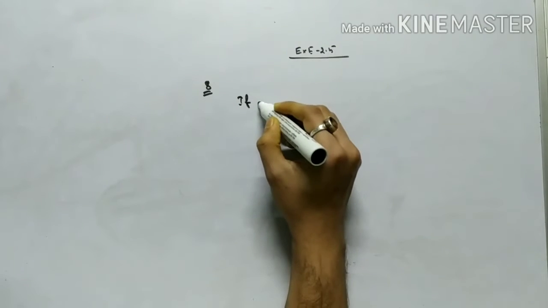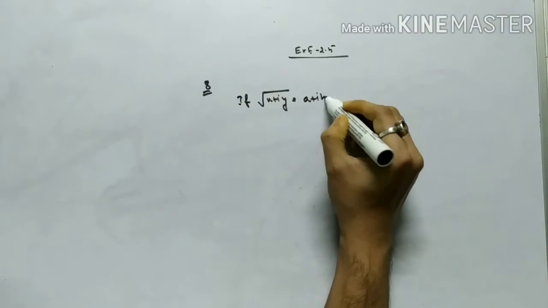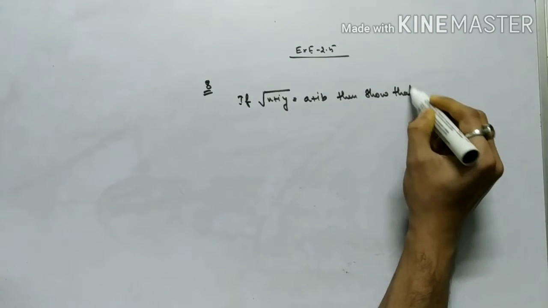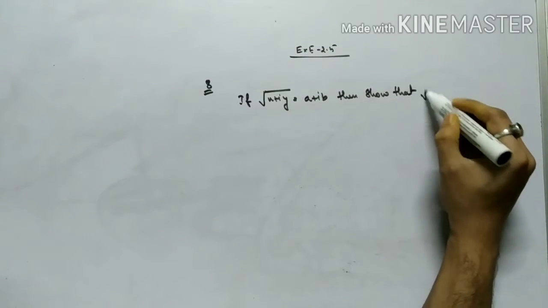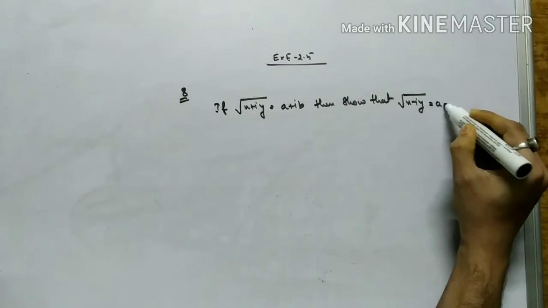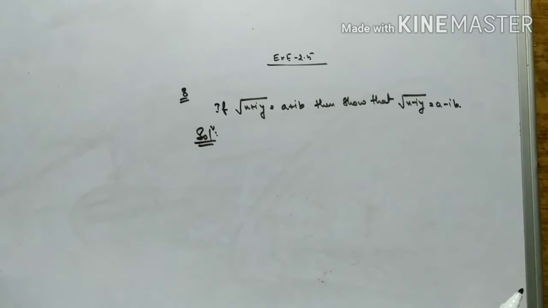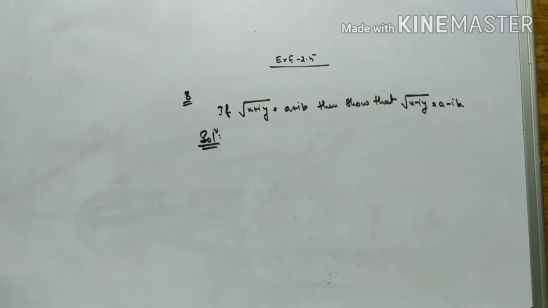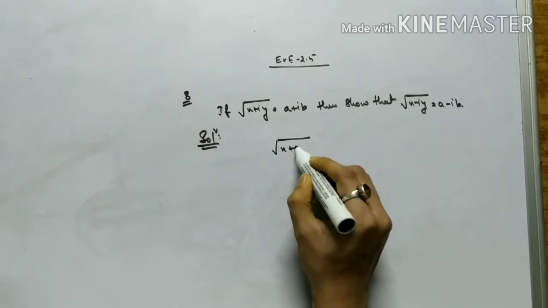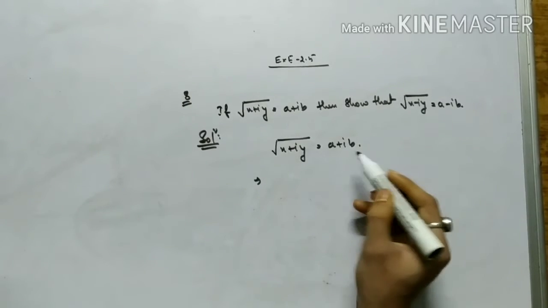Question number 8. If root over x plus iy is equal to a plus ib, then show that root over x minus iy is equal to a minus ib. Okay. So now in here you see, this is our given, root x plus iy is equal to a plus ib. I will square both sides.